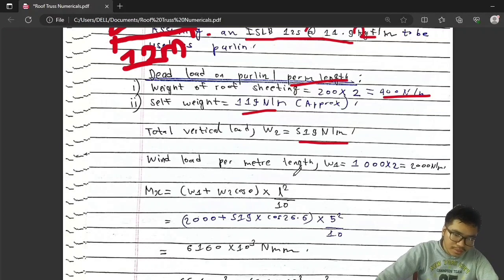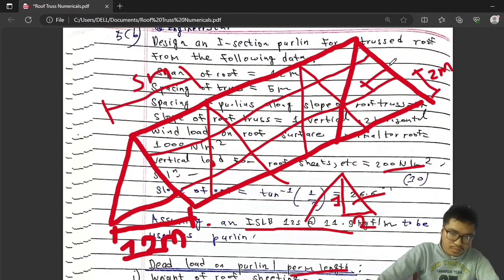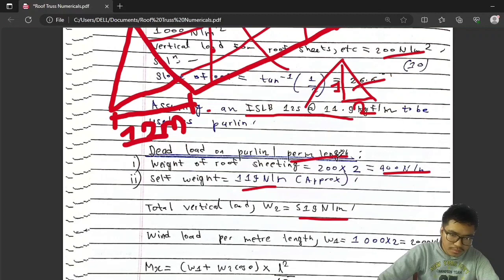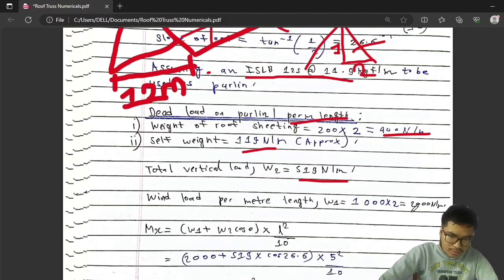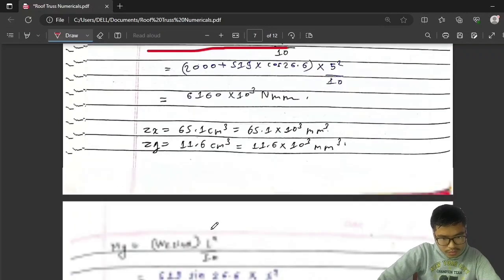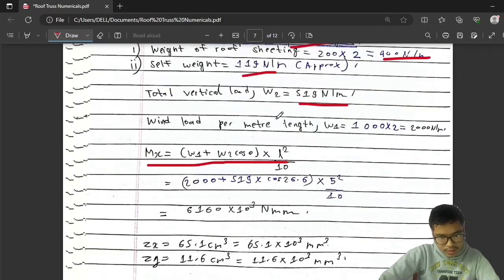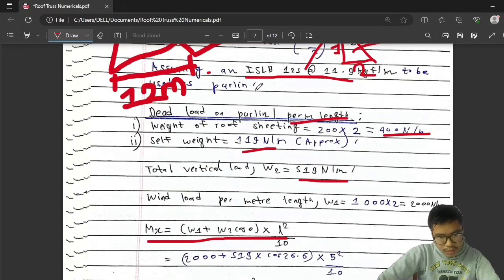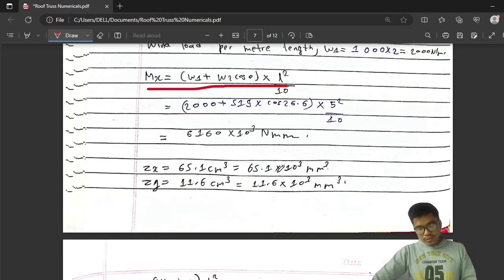Wind load per meter length. So wind load is 1000 Newton per meter square, and for per meter length, we multiply by the spacing, which is also 2 meters, so 1000 multiplied by 2 is 2000. By this formula and this formula, Mx and My are calculated. Zx and Zy from IS 808 are given in the steel table for I section.